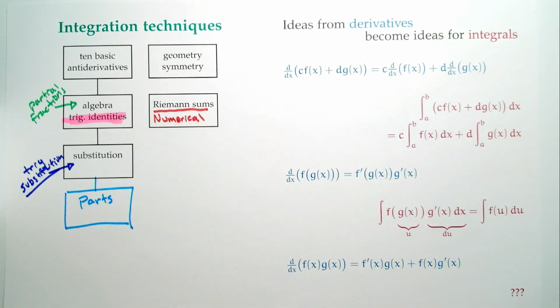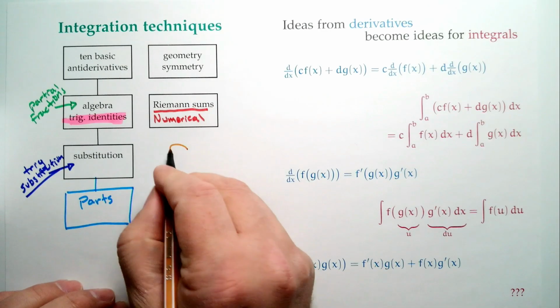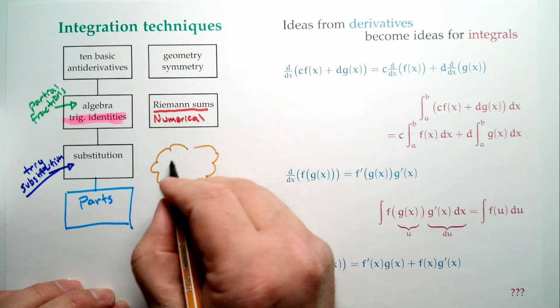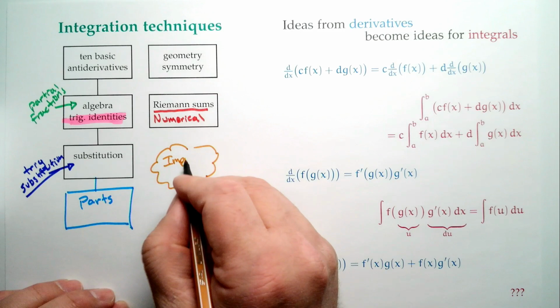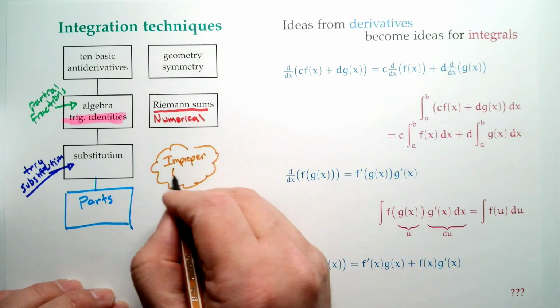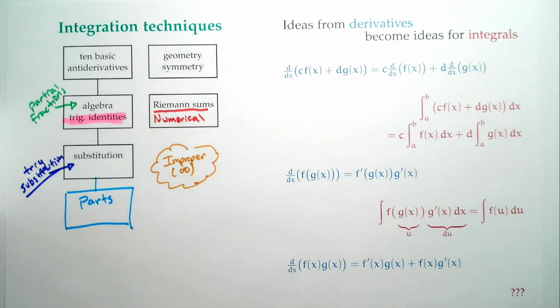And the very last topic, it doesn't really fit into a box. So we'll put it in an amorphous cloud here. And what this is is improper integrals. Now, basically, when we say the word improper, we mean something involves infinity. So how do we handle it when there's infinity involved? So that's where we're going.